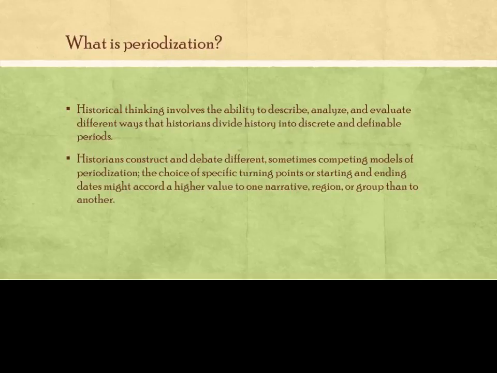And historians construct and debate different, sometimes competing models of periodization. The choice of specific turning points or starting and ending dates might accord a higher value to one narrative region or group than to another.